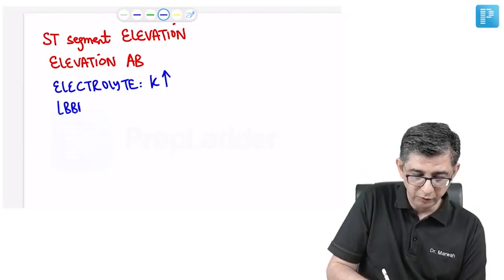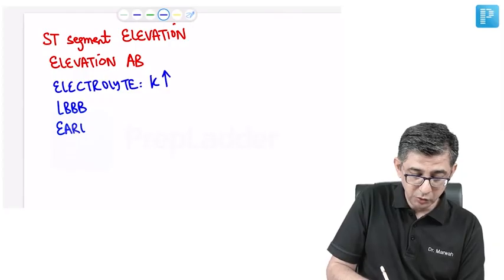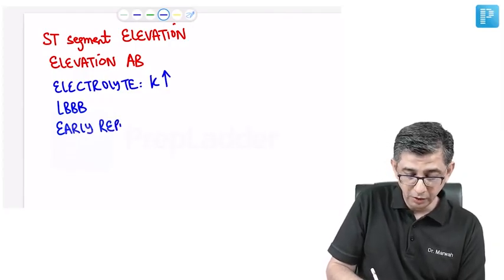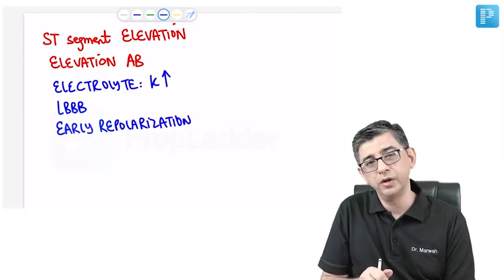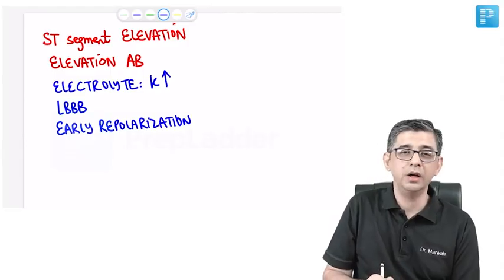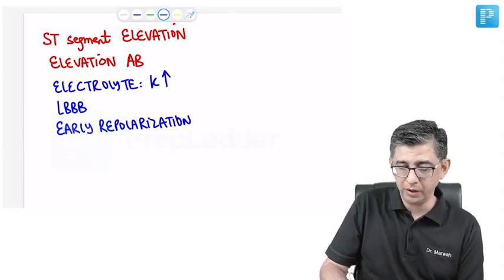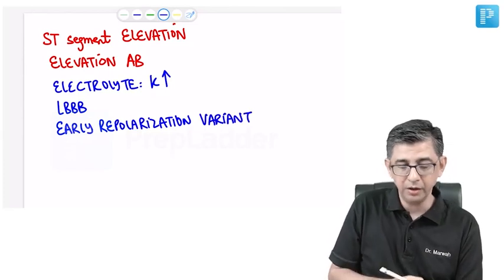Alphabet L would stand for left bundle branch block. Point number 3 is very harmless. This could be present in you and me also. We call it early repolarization variant. So some people could be having ST elevation in their ECG in a few leads. It will not follow a pattern, like in MI, where there's V1 to V4 or leads 2, 3, aVF. It's not going to follow a pattern. So this is called early repolarization variant.